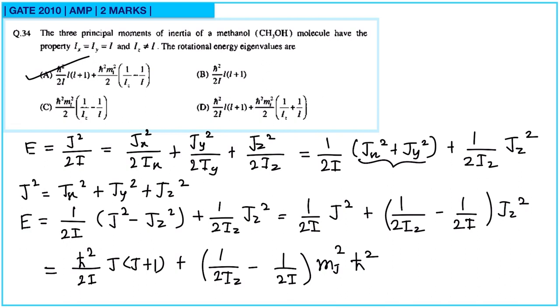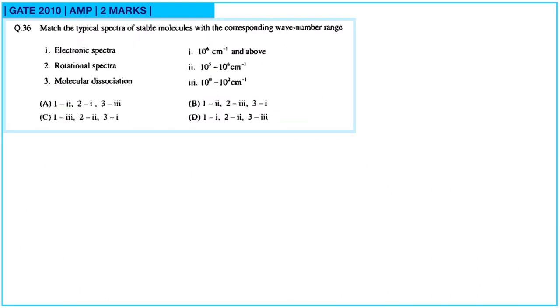Next question. Match the typical spectra of stable molecules with the corresponding wave number range. First is electronic spectra, rotational spectra, molecular dissociation. Now electronic spectra, it is in visible range. So this will be 10 to the power 5 to 10 to the power 6 per centimeter, which is equal to 10 to the power minus 7 meter to 10 to the power minus 8 meter. So this is in visible range.